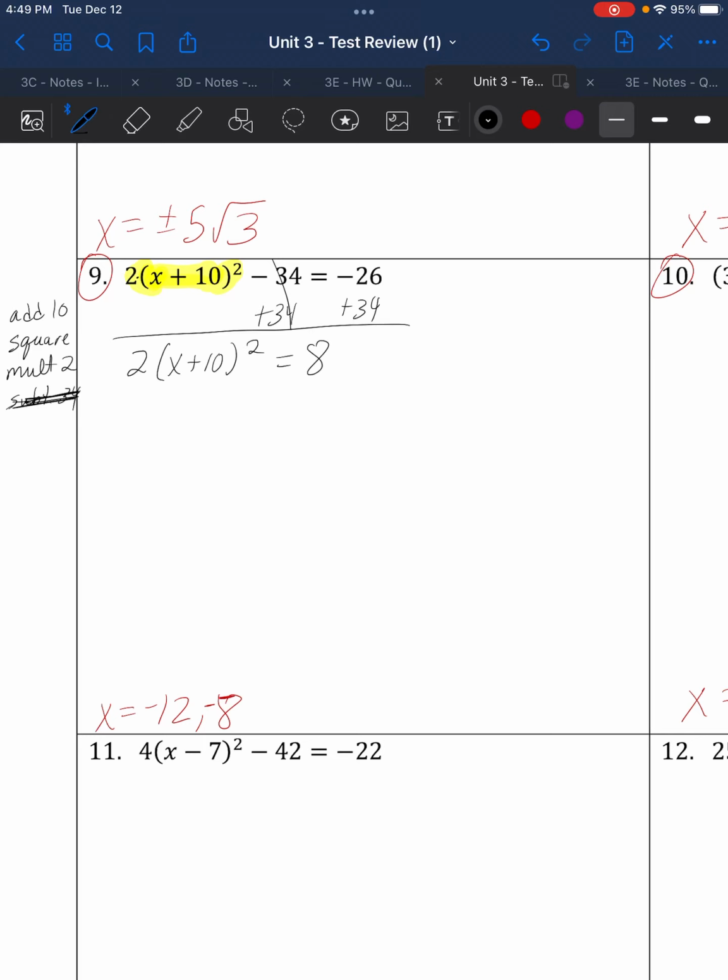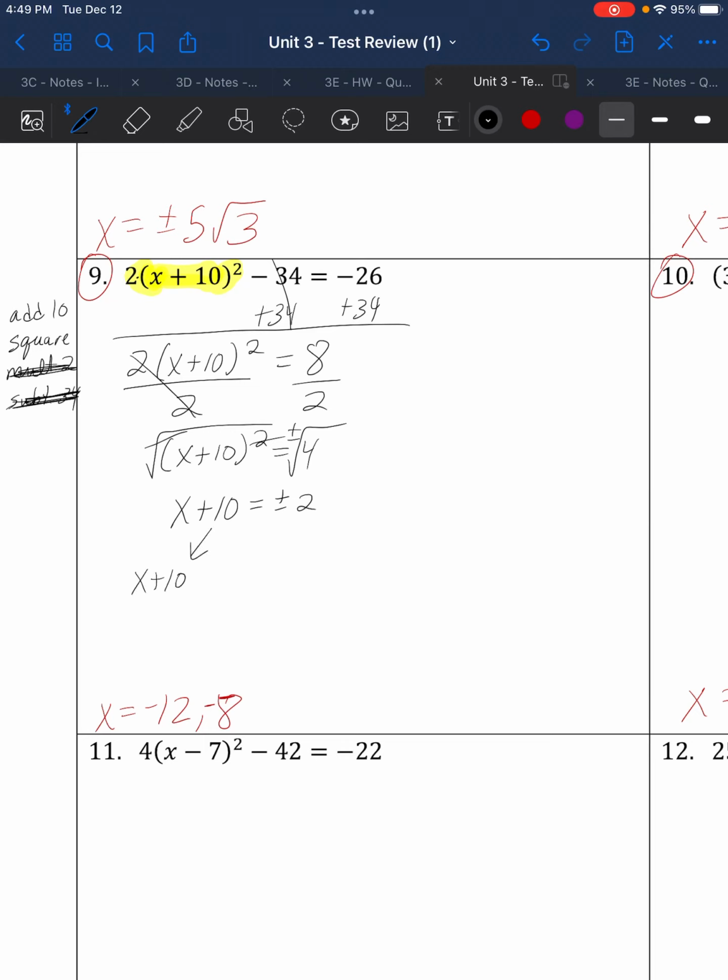Negative 26 plus 34 is 8. But you guys can certainly do this. So the opposite of subtract 34, we added. Opposite of multiply by 2 is divide by 2. Check. Opposite of square is square root. All right, we got the plus minus from the square root. Now we can drop the parentheses because the square was what's keeping the parentheses there. And the square root of 4 is 2.